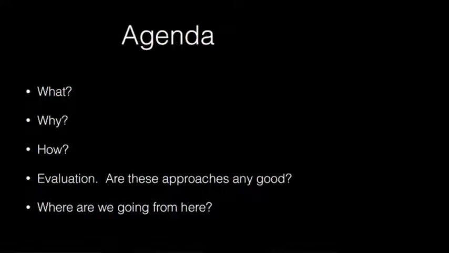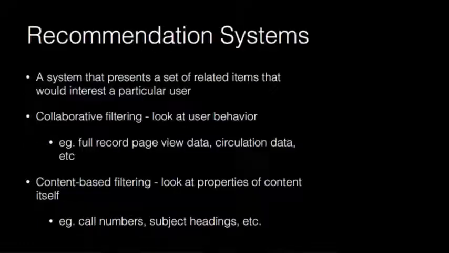So a brief overview of what we're going to talk about today: the what, why, and the how of these approaches, evaluation, so are these approaches any good, and where do we go from here with the results? So just a little overview of recommendation systems. I'm sure that most people have probably seen these and interacted with these on sites like Facebook or Twitter or something. So if you are not familiar, it's a system that presents a set of related items that would interest a particular user. And there are two general ways that this can be done.